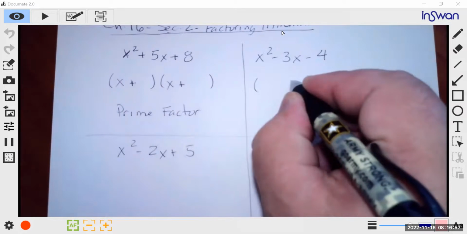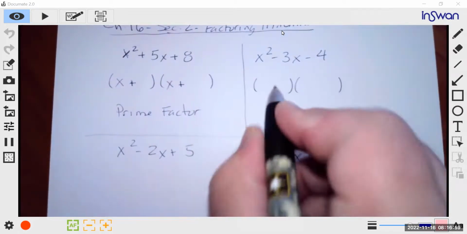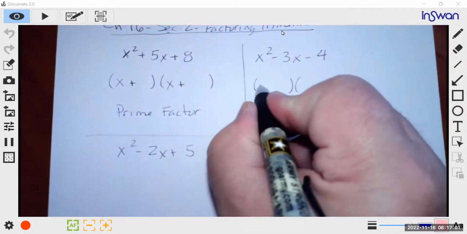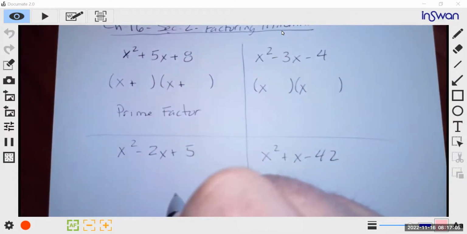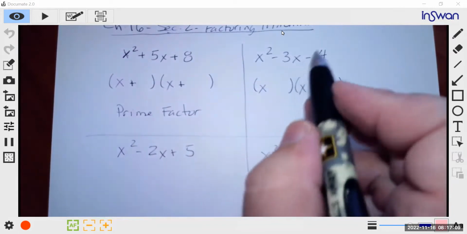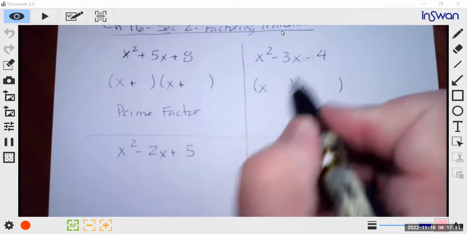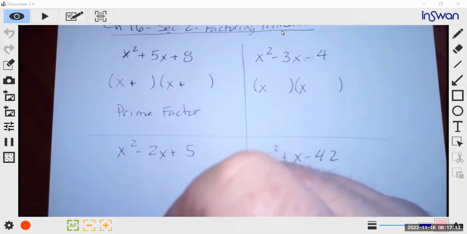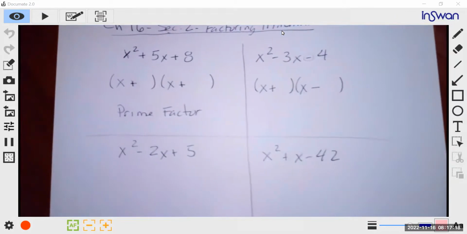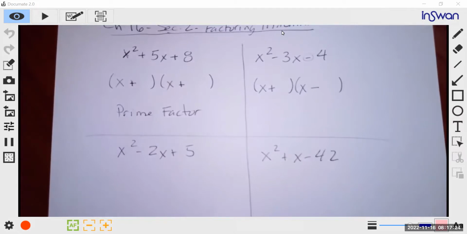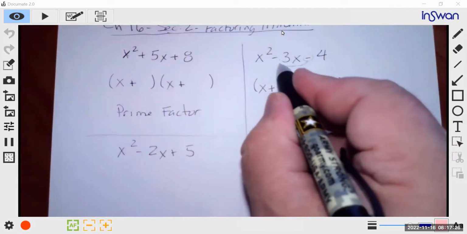So how about the second one? What's the first term? X and x. How about the signs? Look at your checklist. Look at the second sign. If the second sign is a minus, what does it tell you? They're different signs. One's plus, one's minus. Where does the bigger number go? The bigger number goes to the negative.